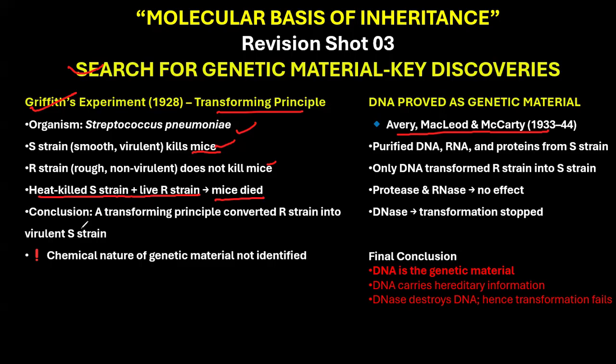So this is very important. So conclusion, a transforming principle converted R strain into the S strain. So here the chemical nature of genetic material was not identified. What was the genetic material actually? But something was there, that something from this S strain got inserted into the R strain, and it actually transformed this R strain into the S strain.